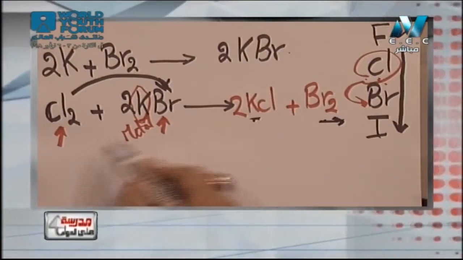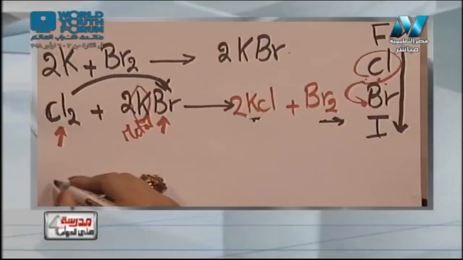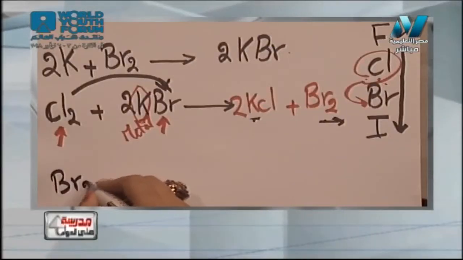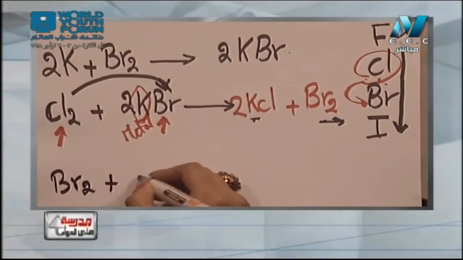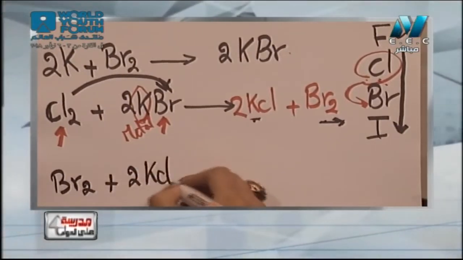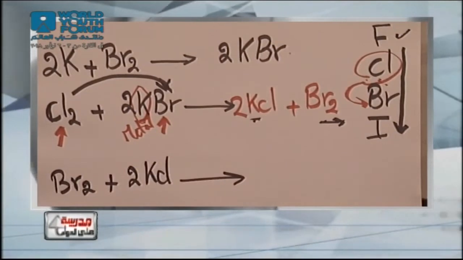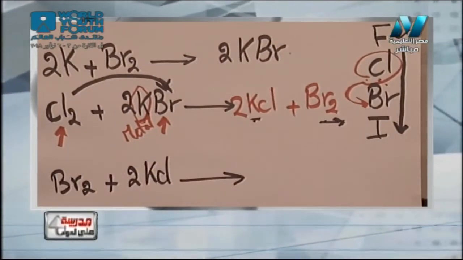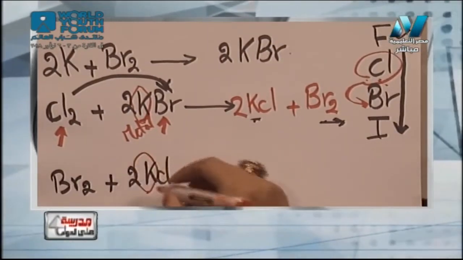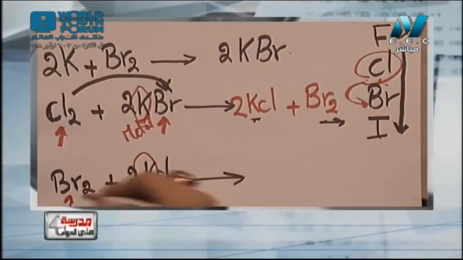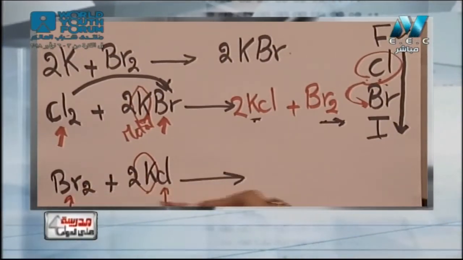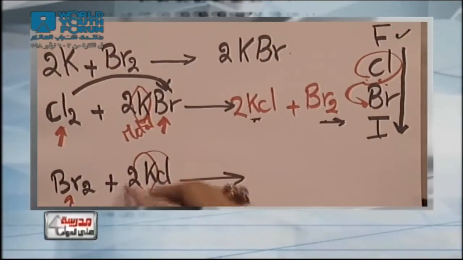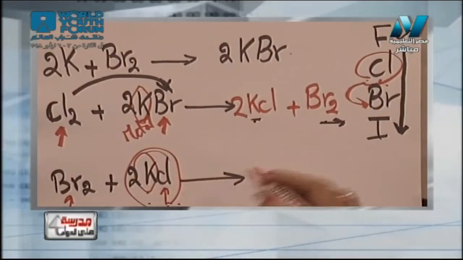But if we have the opposite, there will be no reaction. So if we have bromine plus 2KCl, okay, let's have a look at the metal. This is the metal, okay, and the chlorine and the bromine, these are the non-metals from the halogens. Which is stronger? Chlorine, and it already has the metal, so no reaction.